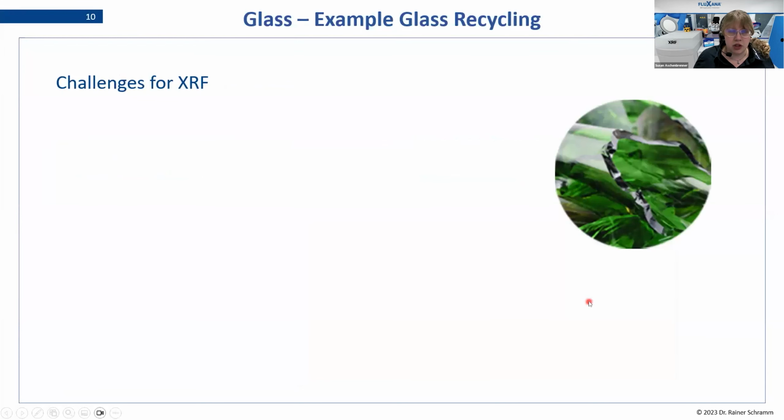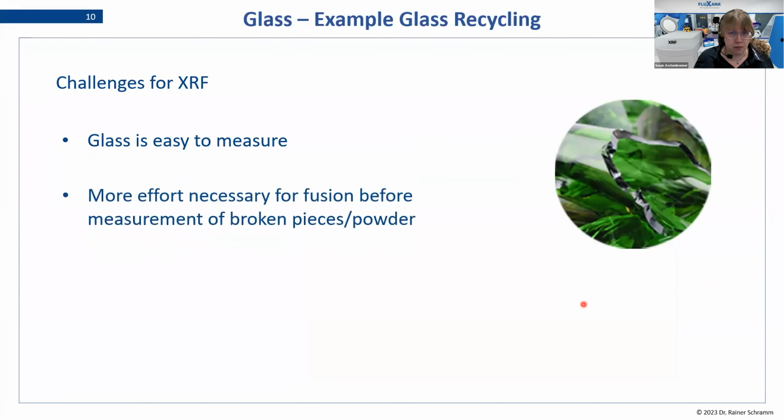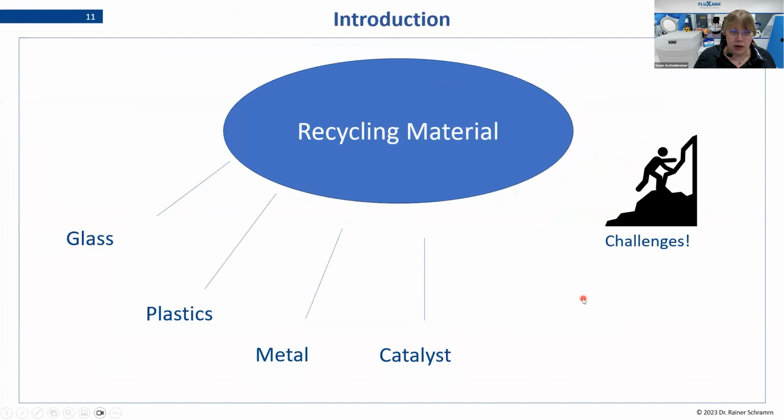There are some challenges for XRF in every recycling process, but glass is very easy to measure. This is what can be said about glass, and there is more effort necessary for fusion before measurement of the broken pieces or the powder. This fusion process just takes some time, takes some effort, and basically it's better if we already have a glass or a disc, but that's not always the case. So yeah. So far about glass.